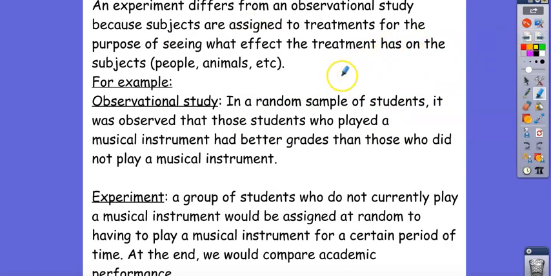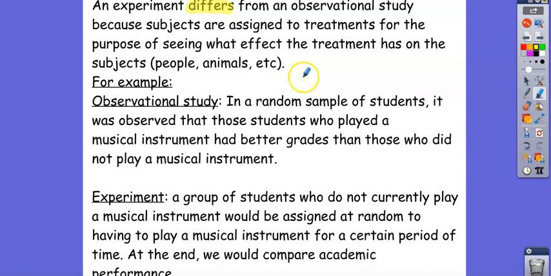Okay, now an experiment differs. Here's the big deal. How do they differ? And this is part of the assignment you're going to get, is how do they differ? Because subjects are assigned to treatments for the purpose of seeing what effect the treatment has on the subjects.